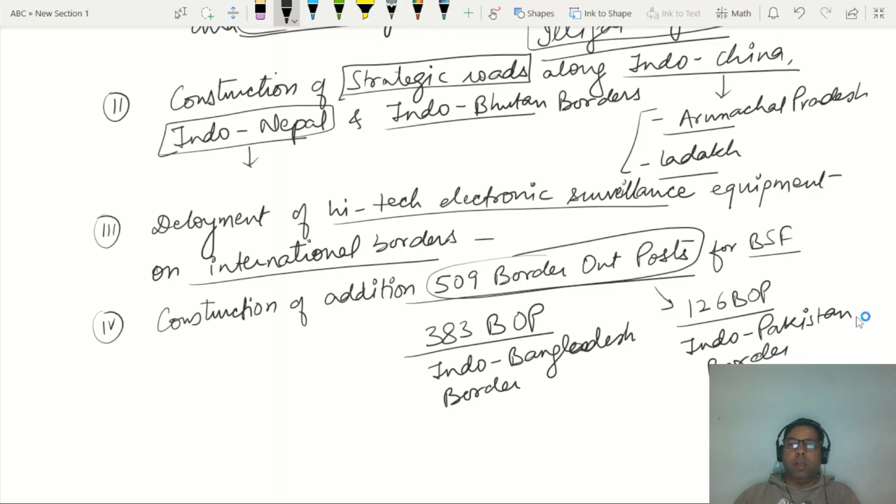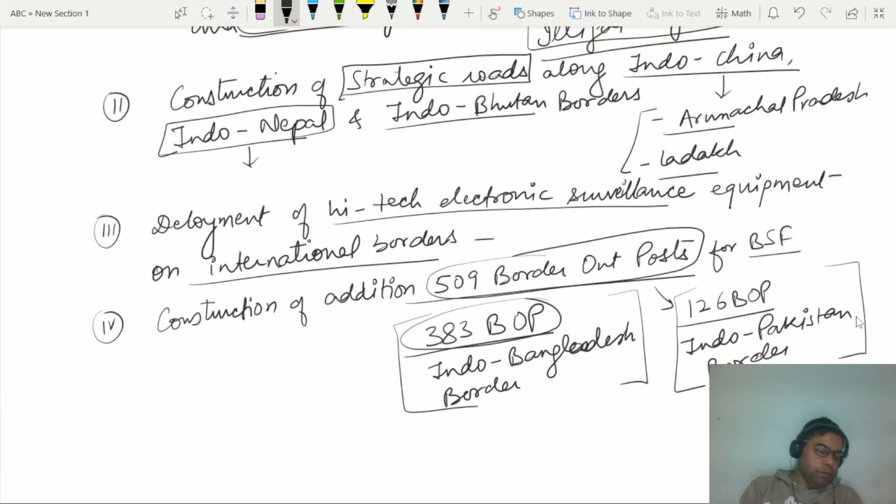Now here we see there is a greater number of infiltration cases from the Pakistan border. We have already constructed a large number of border outposts at the Indo-Pakistan border. But recently the cases of illegal migration have been observed at the India-Bangladesh border. So there is more construction of border outposts at the Indo-Bangladesh border. Right.